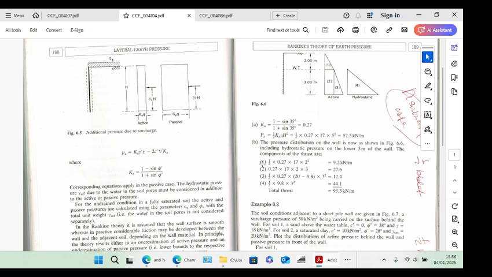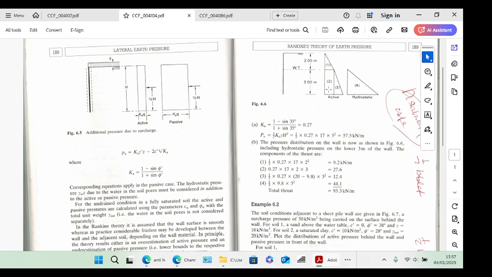So we've got section 1, as per part A, the normal soil weight: 0.27 times 17 times 2. The area of that triangle is half times base times height, so half times 0.27 times 17 times 2 squared is 9.2 kilonewtons per meter. So I agree with that.